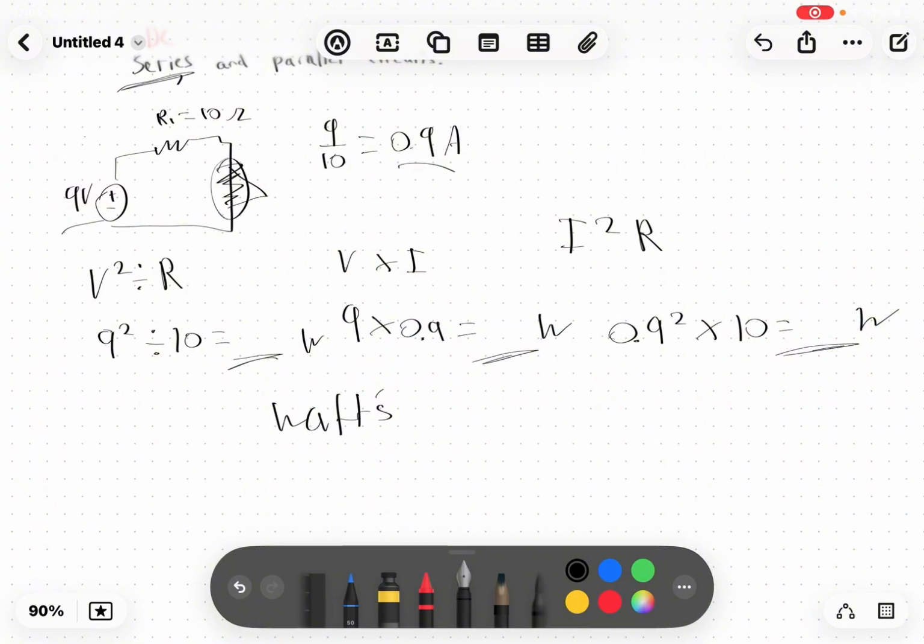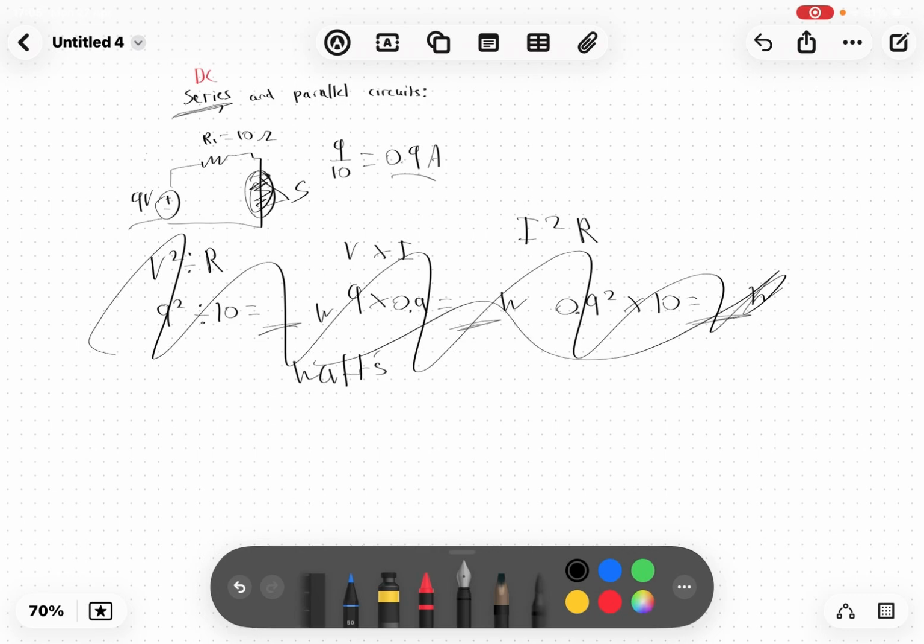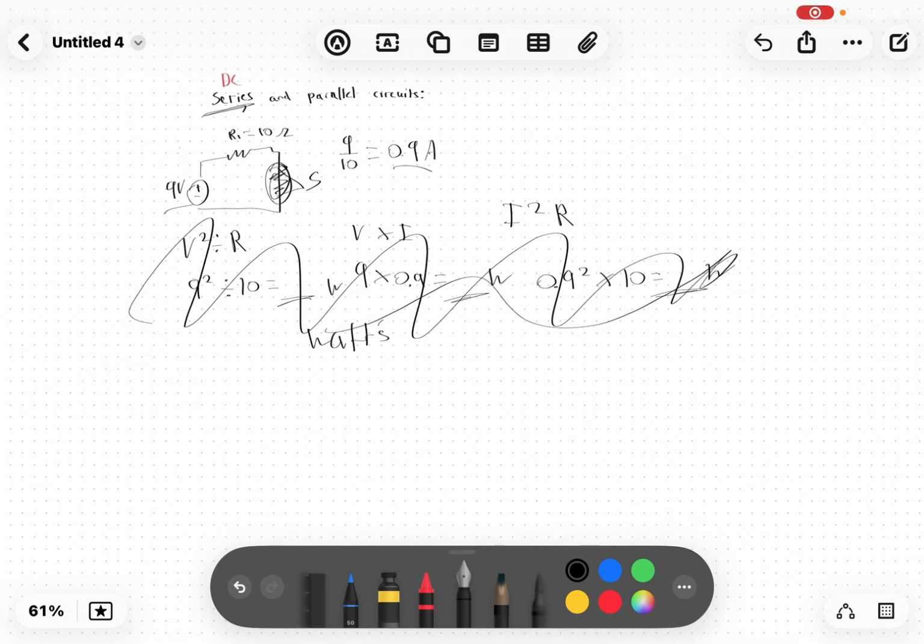Basically, let's say we add another resistor, right? And it's 5. This time, ignore these. Now the current will be different. The current is going to be 9 over 15. So now let's just use one. Let's use this one because why not? 0.6 times what's our resistance? 15 equals.